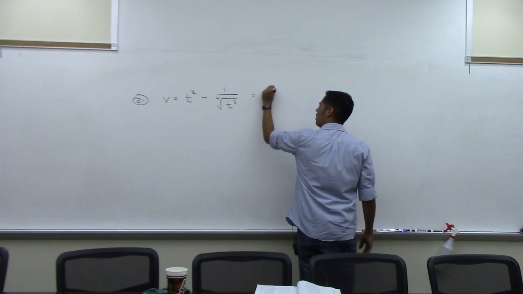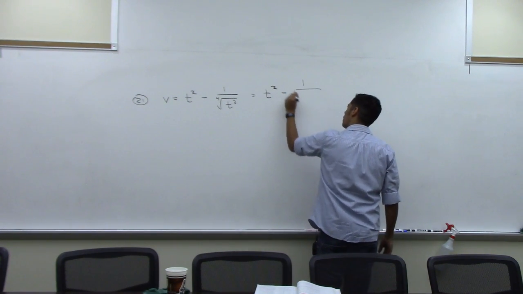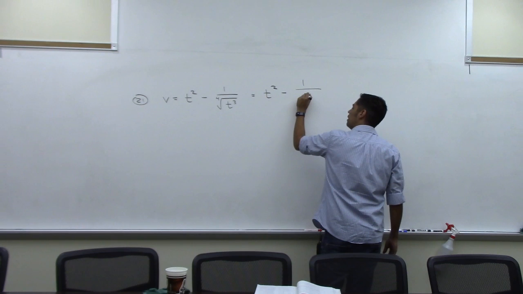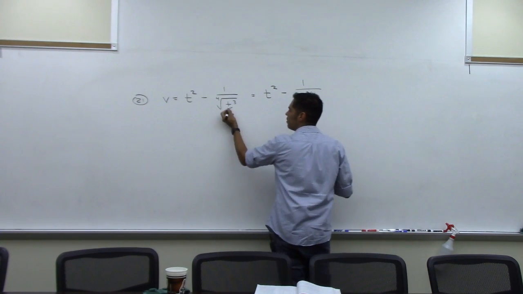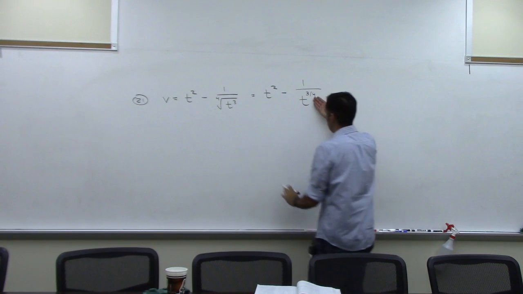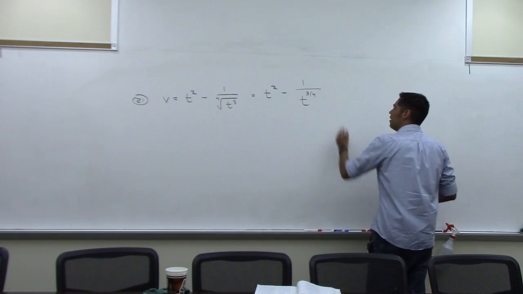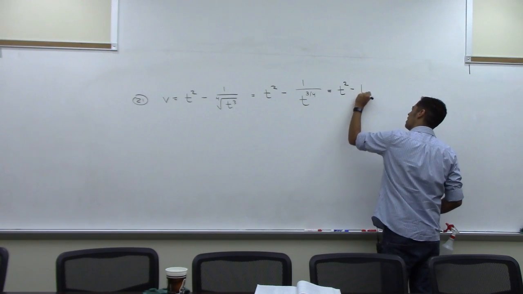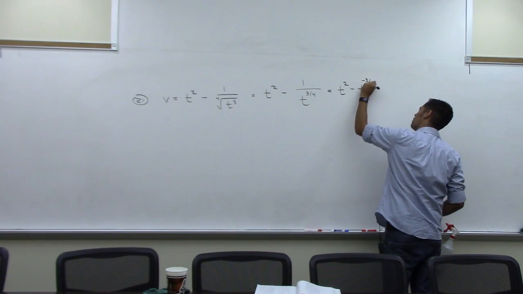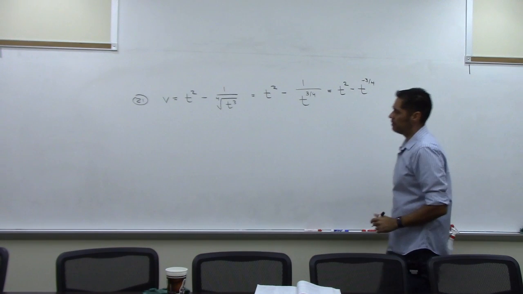This is t squared minus 1 over t to the 3/4 power. That's what this means. It means cube it, but then take the 4th root, so that's 3/4. And then I'm going to bring this up so it's not a fraction and rewrite it as t squared minus t to the negative 3/4. And now I'm ready to take the derivative.